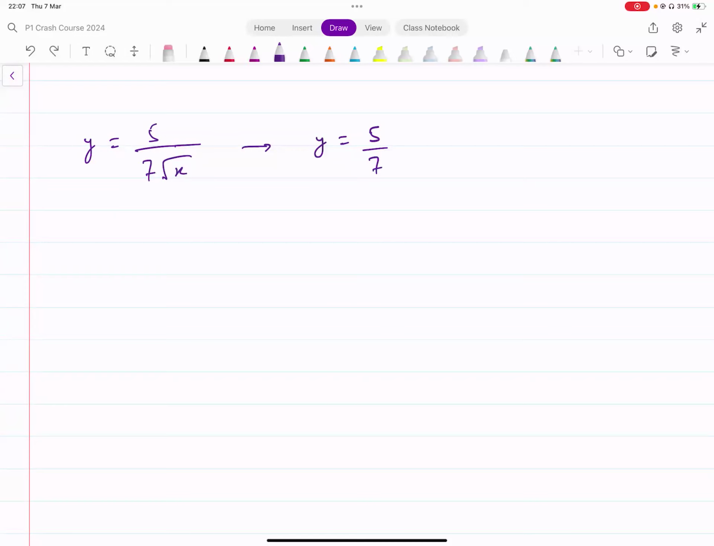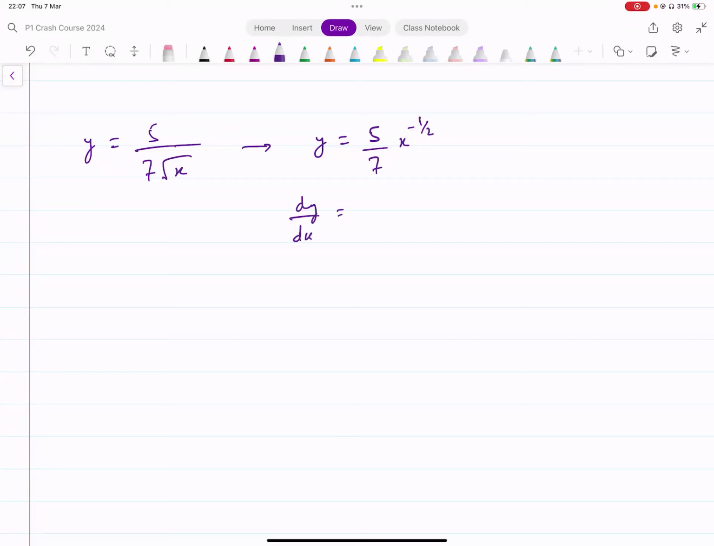Square root of x is x raised to power 1 over 2. If we want to take it to the numerator, it's going to become x raised to power minus 1 over 2. Remember, there's no power on 7, so we are not going to take 7 above. We're just taking x to the numerator. When it goes to the numerator, the power becomes negative. We have minus 1 over 2 here. That's the function. Now we can differentiate it.